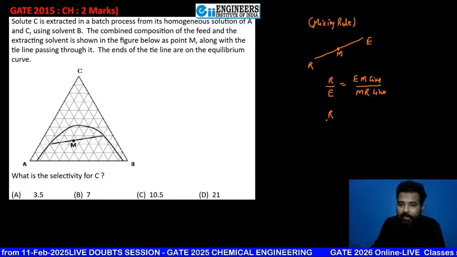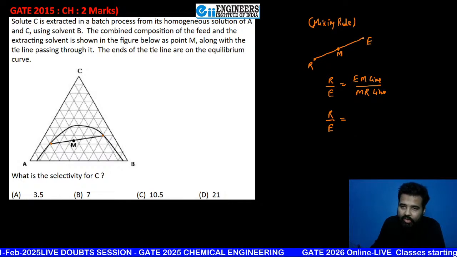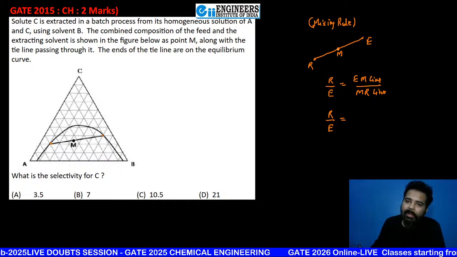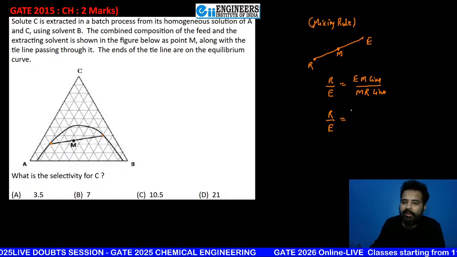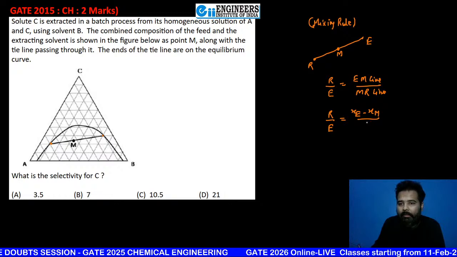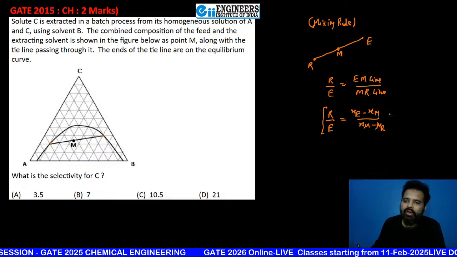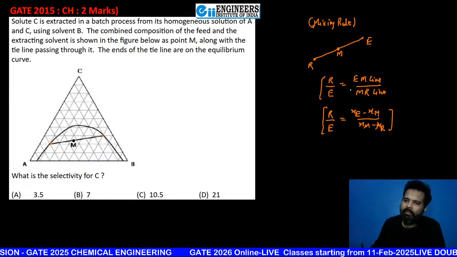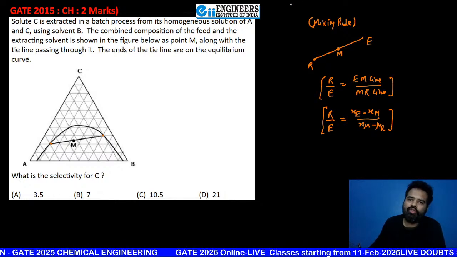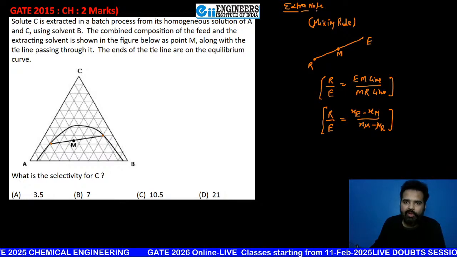And one more thing, beta, R by E can also be written as XE minus XM upon XM minus XR. And the values of XR, etc., you will be able to calculate with the help of simple material balance. So this is an extra note, not required for this numerical actually.